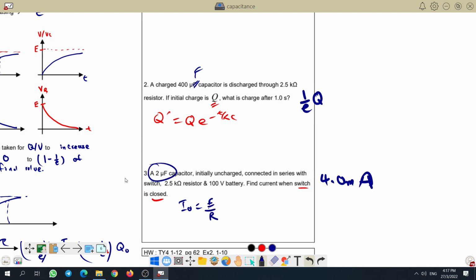Ini tiada guna because when your switch is closed, the charge is still 0. That's actually just V equals to IR. That's all. C0 bukan? Farad kan. Apa tu? Initially uncharged. Okay.